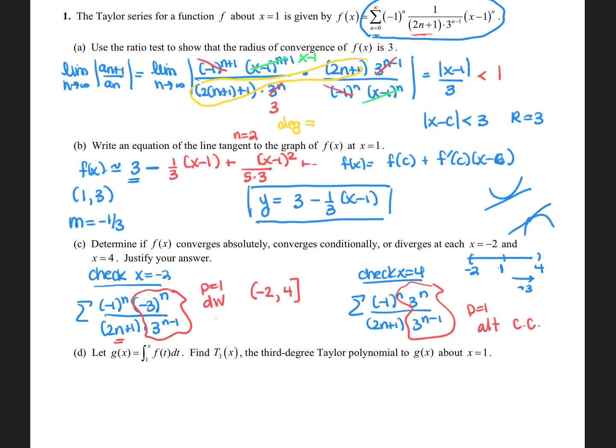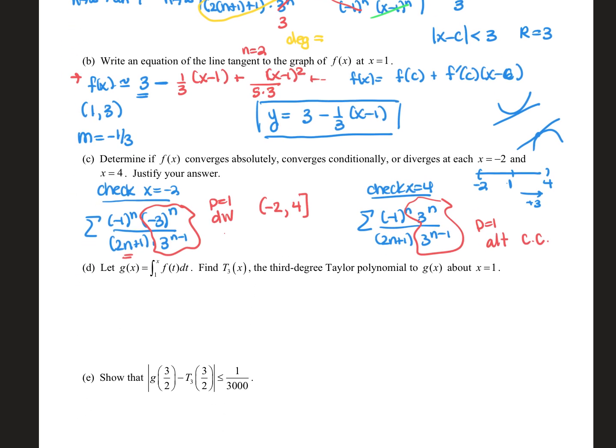So if we want the degree 3 Taylor polynomial, we're going to integrate f. If we integrate f, that's going to give us g. So this would be 3x minus 1/3 times (x minus 1) squared over 2 plus (x minus 1) cubed over 5 times 3 times 3, and so on and so forth.